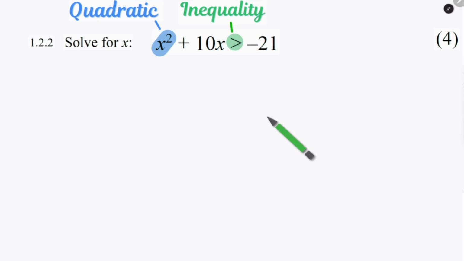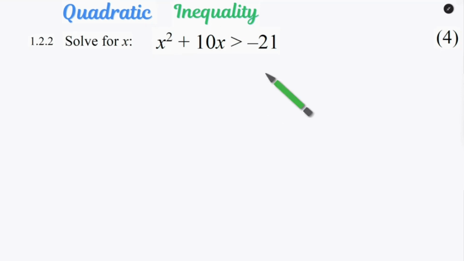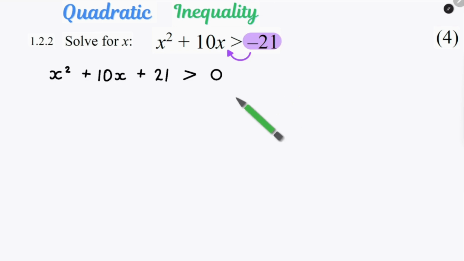With quadratic inequalities, same as with quadratic equations, I want that standard form. So we're going to grab this -21, move it over, and it becomes positive 21. Just make sure you maintain the right order: x squared first, the x in the middle, and the one with no x at the end, so we can start the process of factorization.